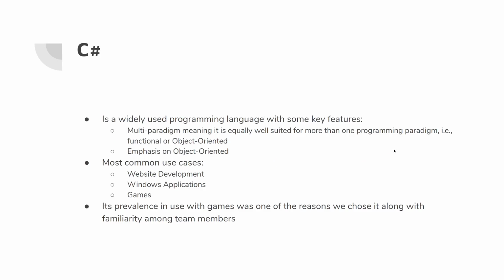Okay, so for our programming language that we chose to use in the project, we went with C Sharp because it's a widely used programming language with some of these key features. It's multi-paradigm, meaning it's equally well suited for more than one programming paradigm. Examples are functional or object-oriented. And for ours, we chose a particular emphasis on object orientation because that's what we're most familiar with. We've all taken classes on it, and we're good with it.